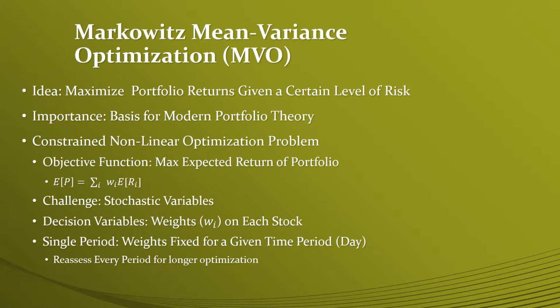The decision variables in this problem are the weights on each stock, or the amount of each stock we want to own. And then furthermore, we're going to be solving this problem for a single period, such as 1 day. And then if we want to solve this problem for a longer period of time, like a year, we just resolve this problem every day.